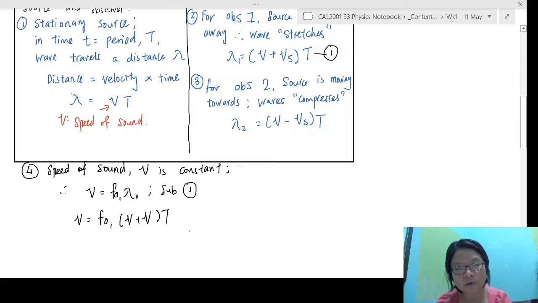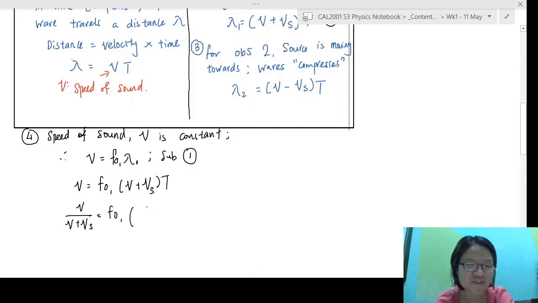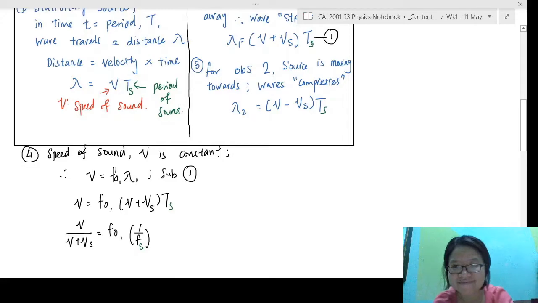Then what I would do is move or put all the velocities together to see a ratio, because I like ratios. It's my best friend. So FO1, and this T is just 1 over F of the source. Remember, this was the original one, 1 over F. So this T is the period of the source. If you are not sure, you can always label all of this as TS.